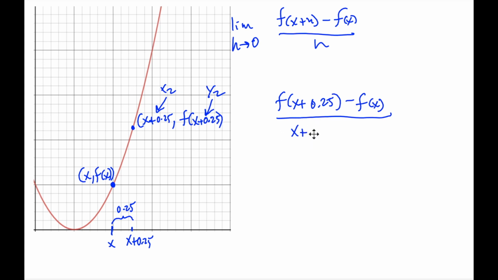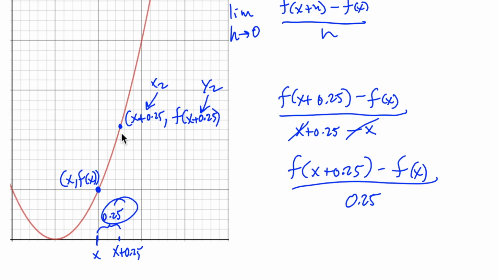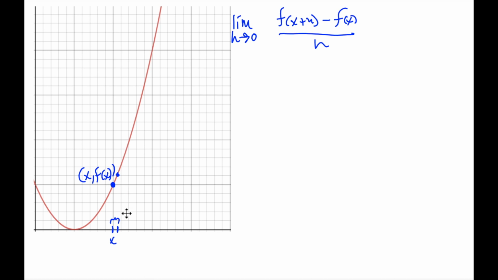So x plus 0.25 minus x, and then boom, boom, I'm left with f of x plus 0.25, that's my y2, minus f of x, that's my y1, over 0.25. That's that h, that's that distance here. And so you can see here, now this is my line here. It's getting closer and closer and closer to the actual tangent line that I want. And now look at this, see, I'm even closer now.